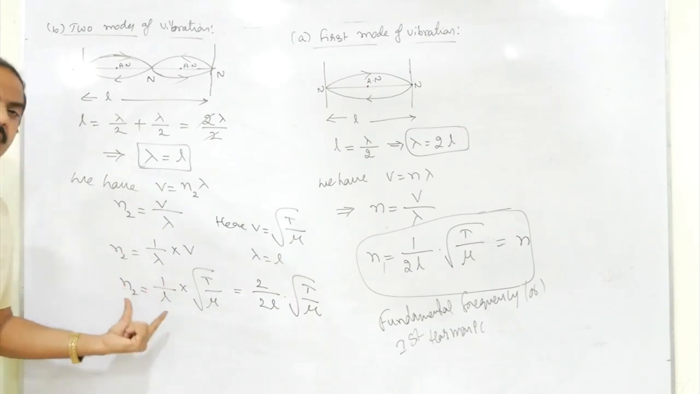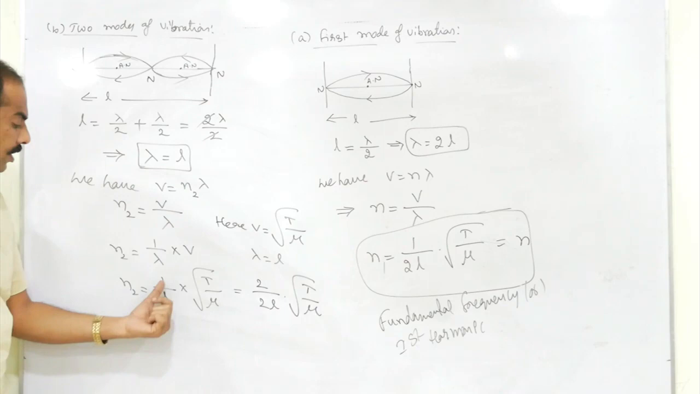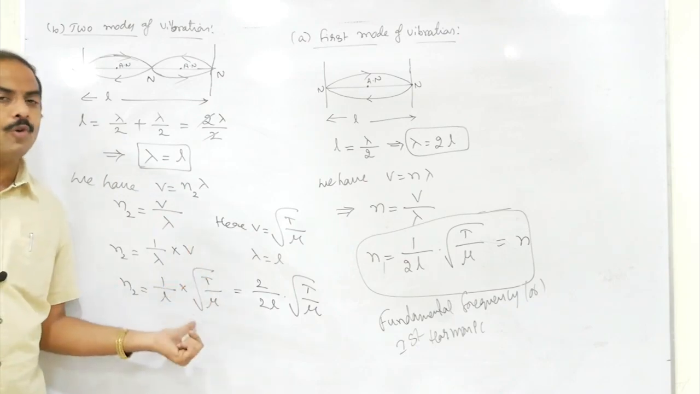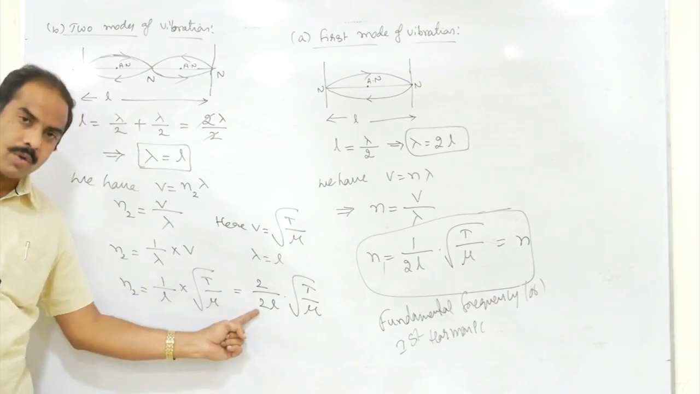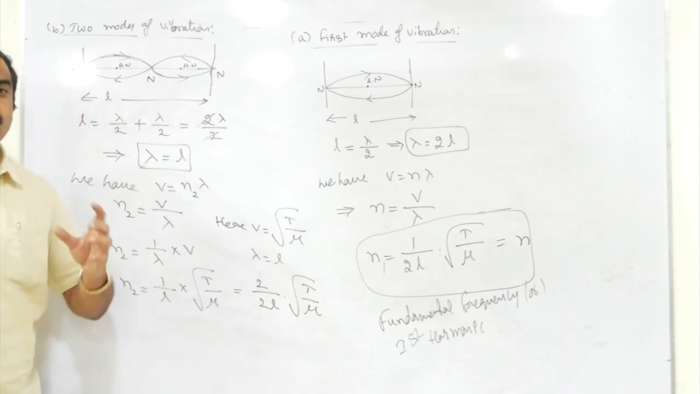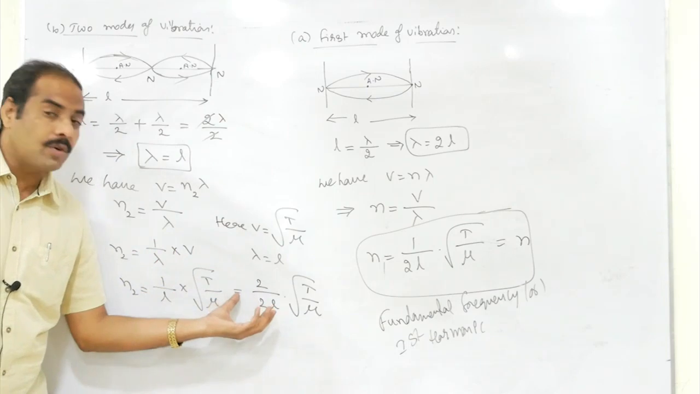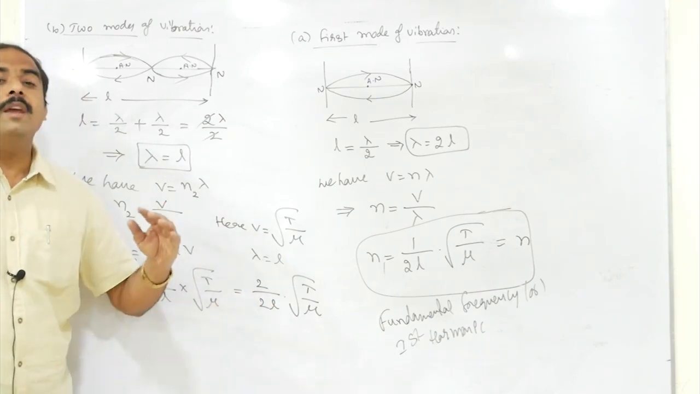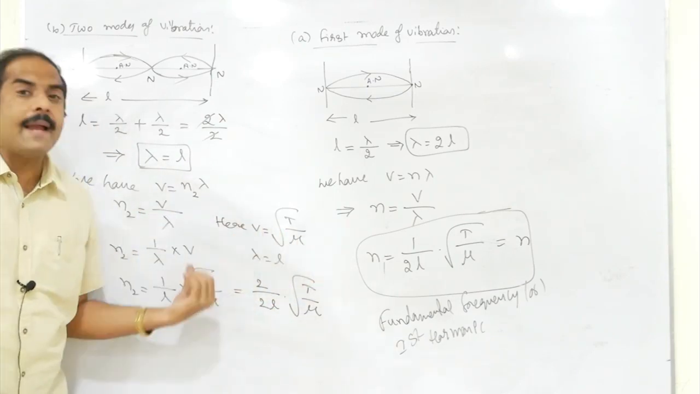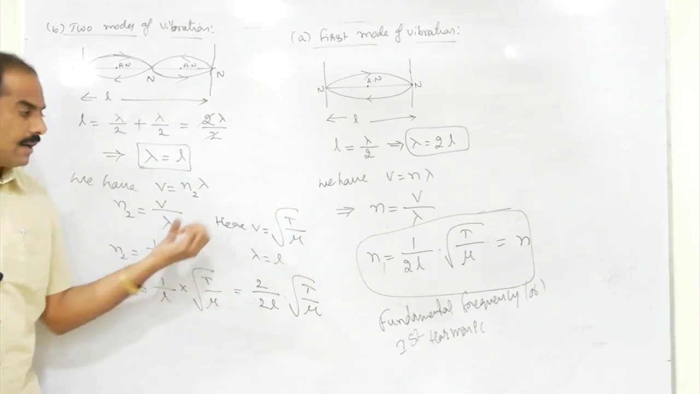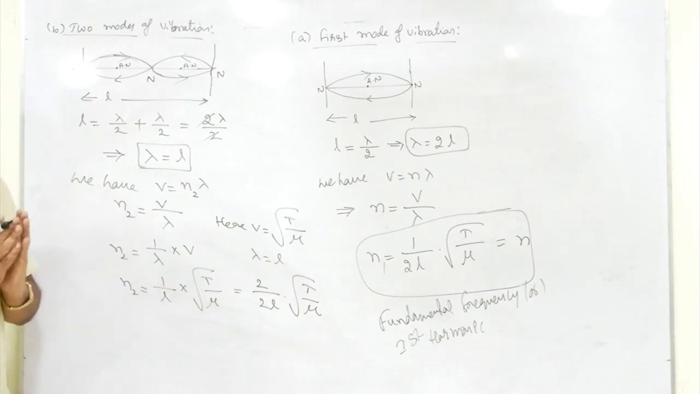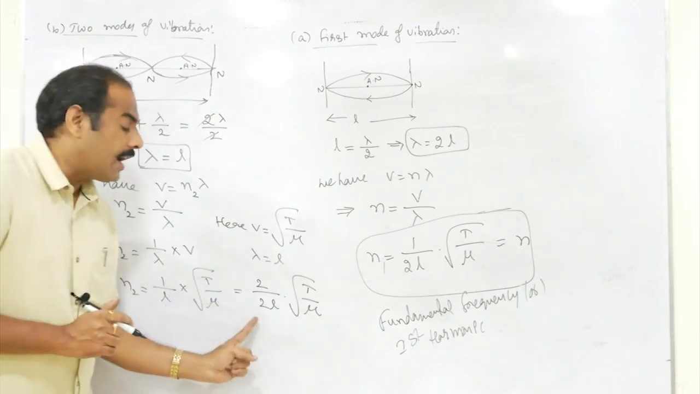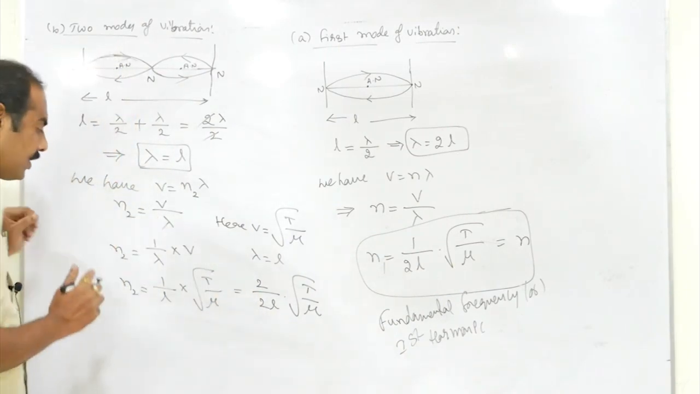What is the final result here? N2 is equal to 1 by L into square root of T by mu only. Even if you multiply it by 2 and divide it by 2, the result doesn't change. Why have I multiplied by 2 and divided by 2? Only for comparison. To compare the fundamental frequency and the next one, I have multiplied this equation by 2 and divided by 2.